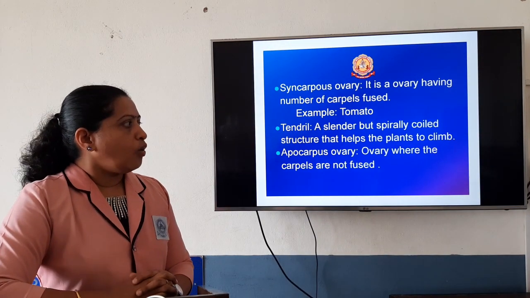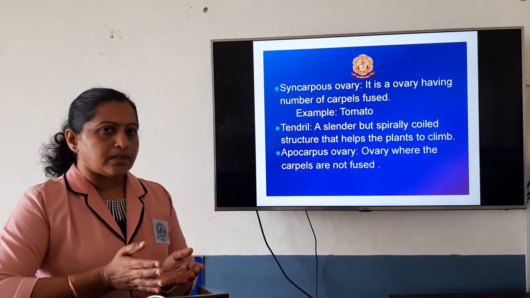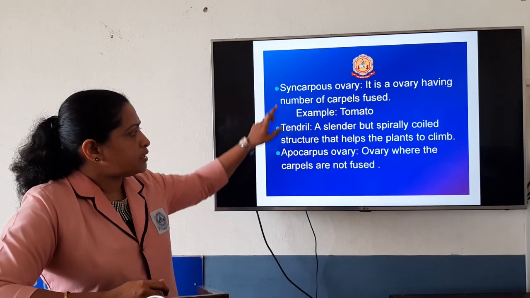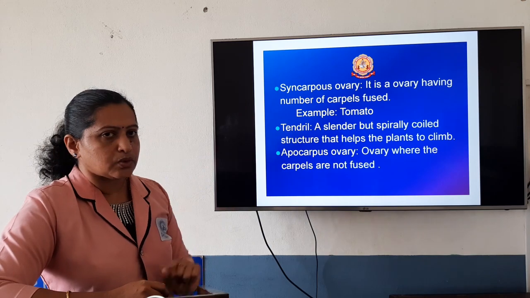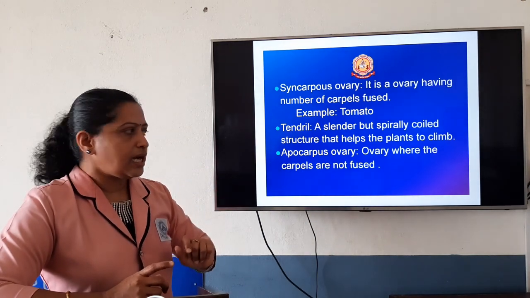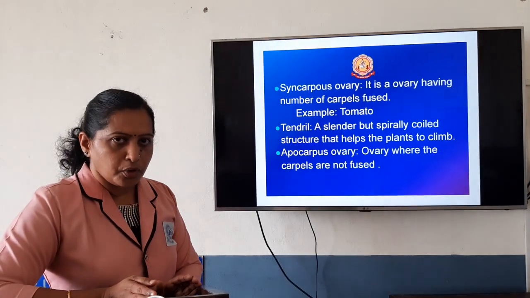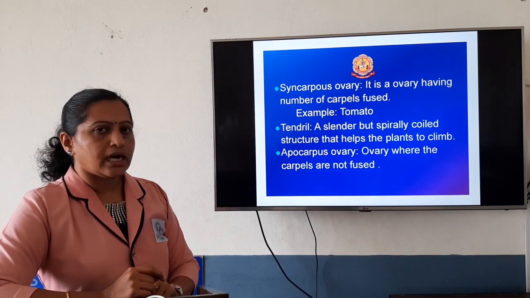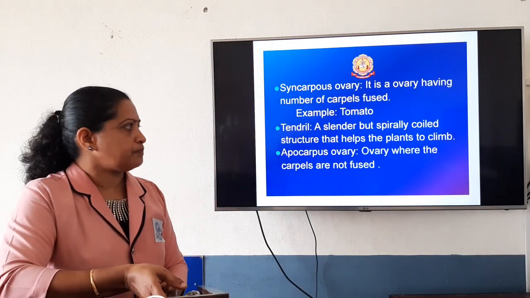Apocarpous ovary. Ovary where there are many carpels but the carpels are not fused. So remember these two terminologies, apocarpous and syncarpous ovary. Apocarpous ovary, where ovary has many carpels but they are not united or fused. Syncarpous is where the ovary has many carpels and they are all fused.